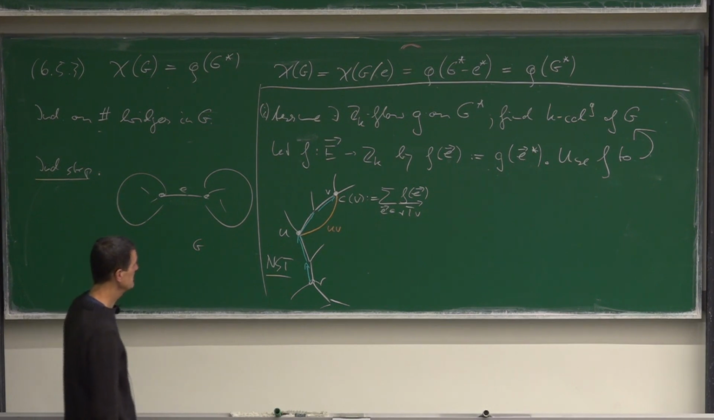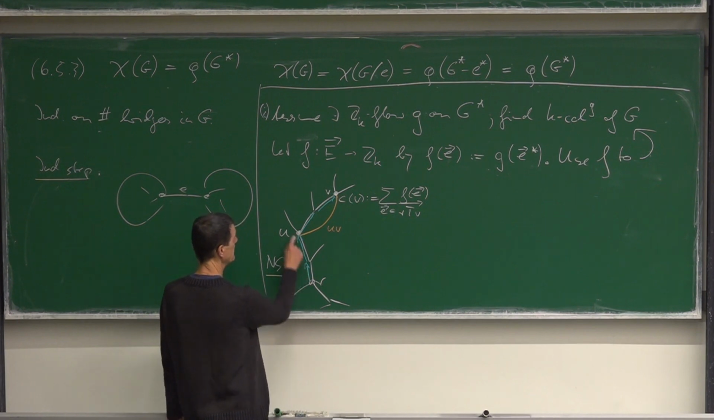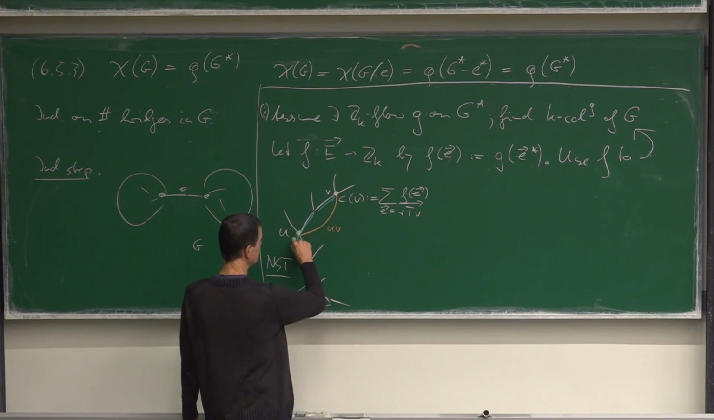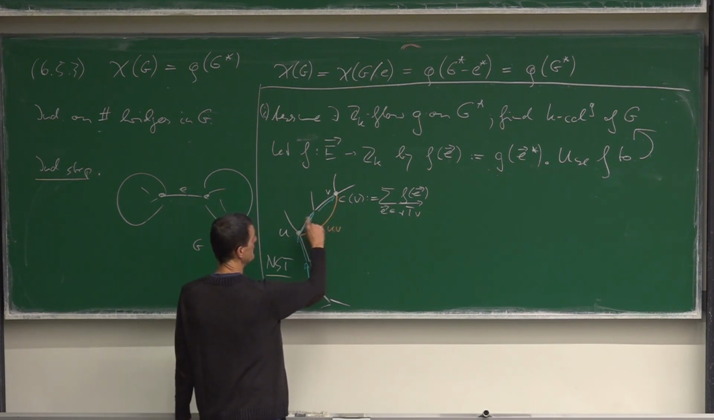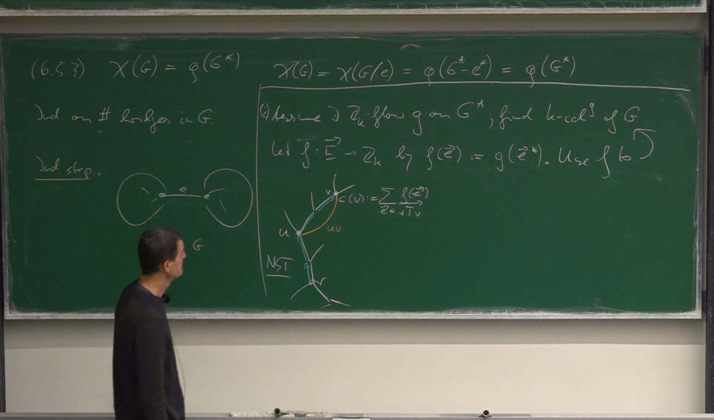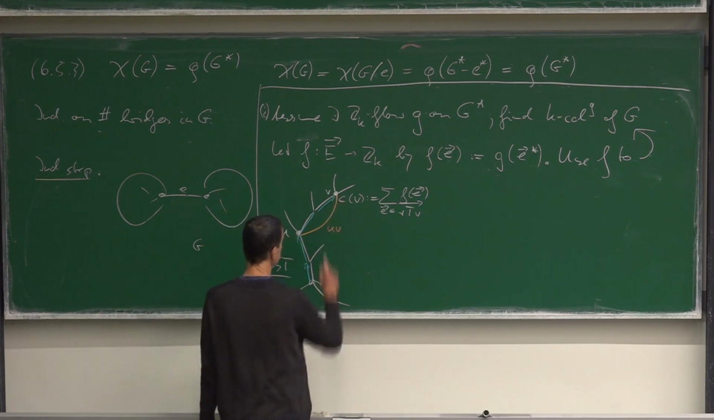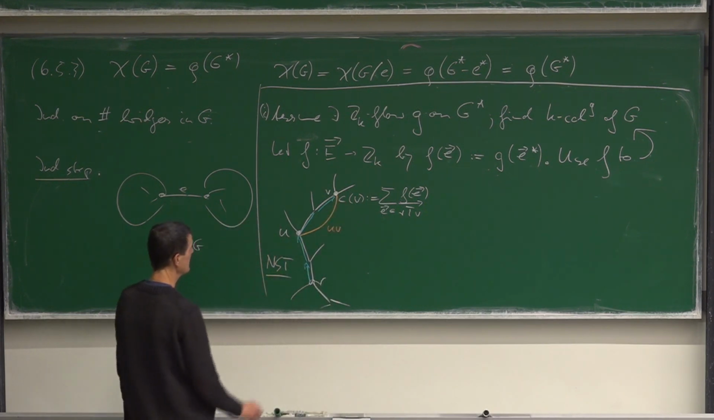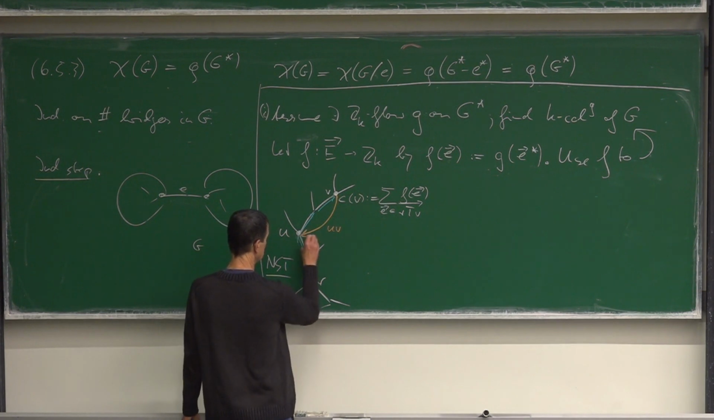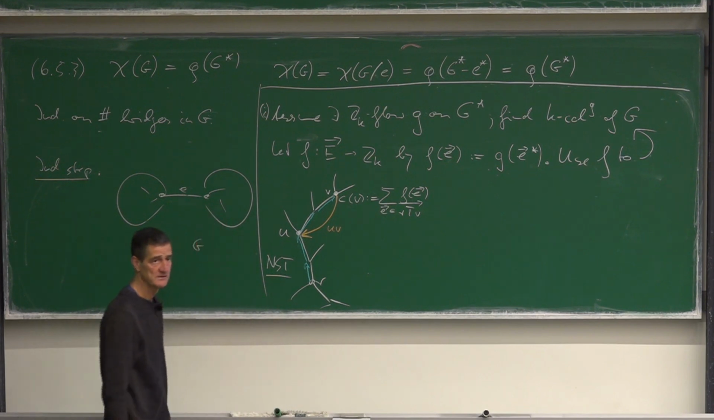Well, what is the color of U? It's the sum of the F values of these edges all the way up to U, but no further. The color of V is obtained from that by adding the F values of these two blue edges on top. Right. But U and V are now adjacent, and here we have an oriented cycle.